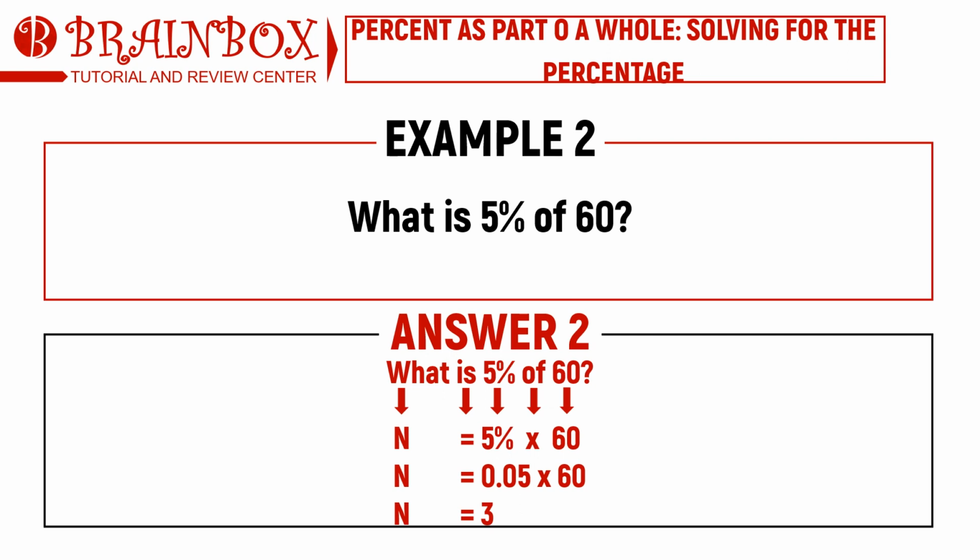We then convert 5% to its decimal form, which is 0.05. After, we multiply 0.05 to 60 and we get n equals 3. We can say that 3 is 5% of 60.